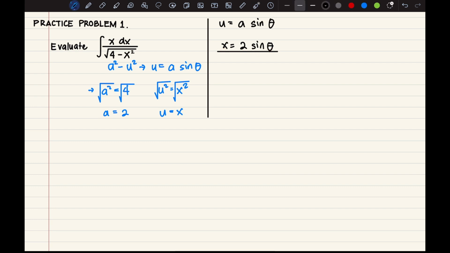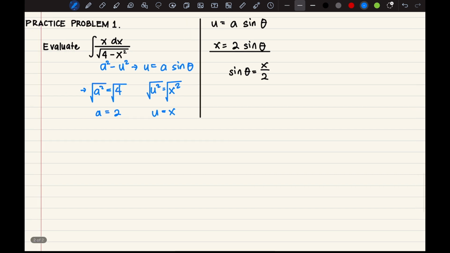And then from this trigo substitution, we can equate the trigo function. So we have sine theta is equal to 2, let's put it in the denominator of x. So we have x all over 2. So we now have sine theta is equal to x over 2. And then from that, we draw the corresponding triangle, so we can get the substitution values for each part of our equation.